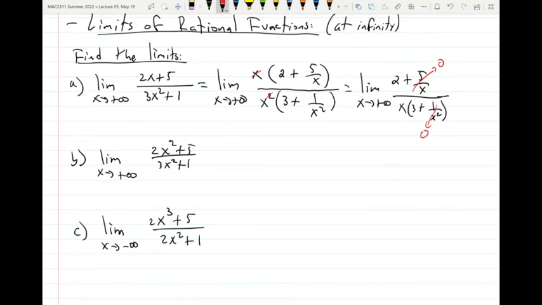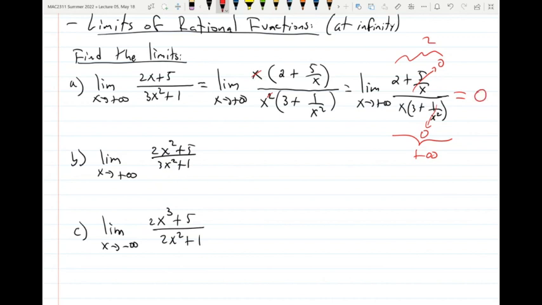Now, the top approaches 2, right? 2 plus 0. And what happens to the bottom? The parenthesis approaches 3, but here is an infinity. Right? So, we have a number on top, infinity in the bottom. So, what's the final answer? So, we have the top approaches 2, the bottom approaches positive infinity. 2 over infinity is 0.